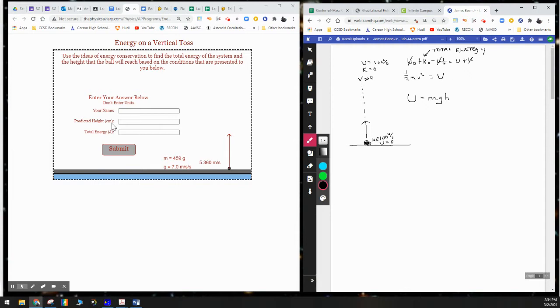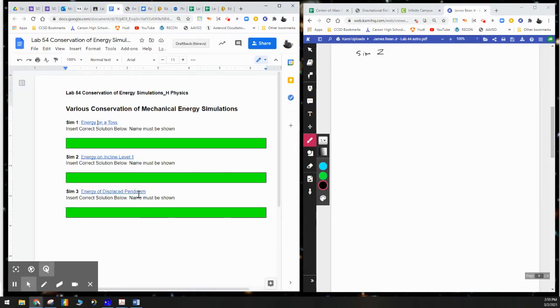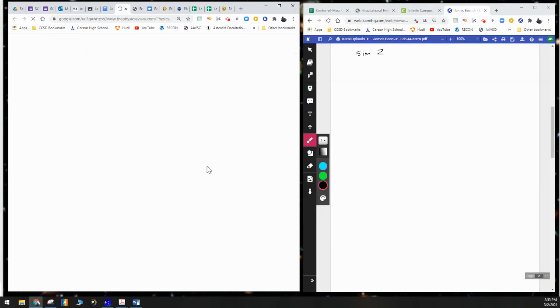We want to be very careful here that we do the conversions. All right, this is simulation number 1. I'll go ahead and hit pause. Next up we have simulation number 2, energy on an incline level 1. Let's go ahead and take a look at it and see what we have going on.